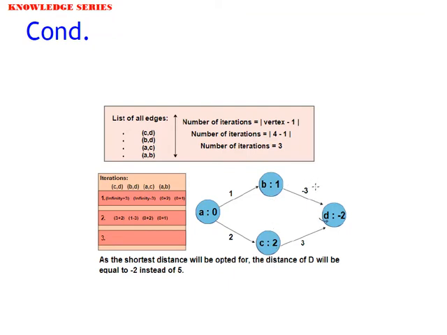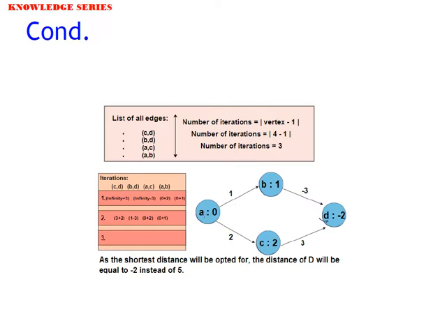Now here in this case, 1 plus -3 is -2. So D will be able to decide between -2 and 5. Among these, the minimum value is -2, and thereby D will stop the iterations. In the third iteration D will store it. So in this iteration, all the distances will remain the same.